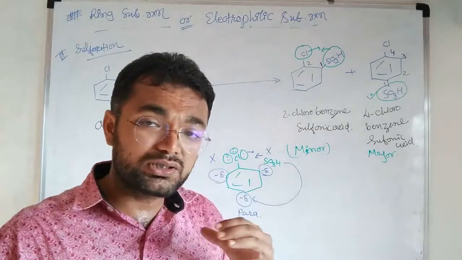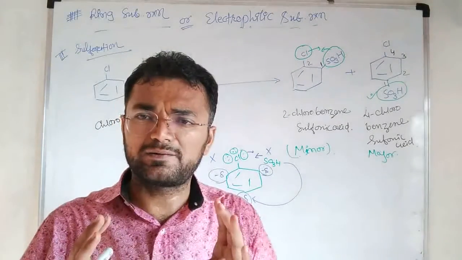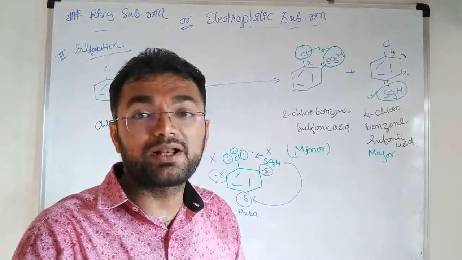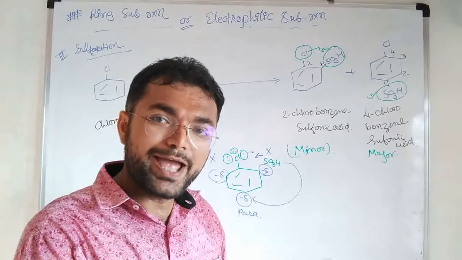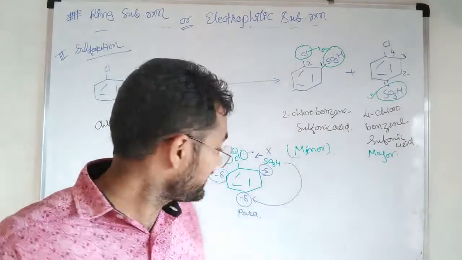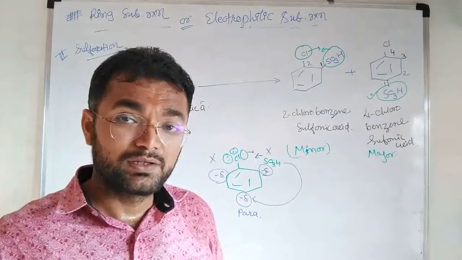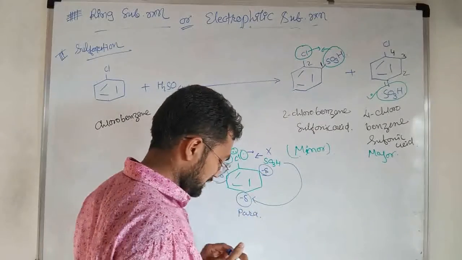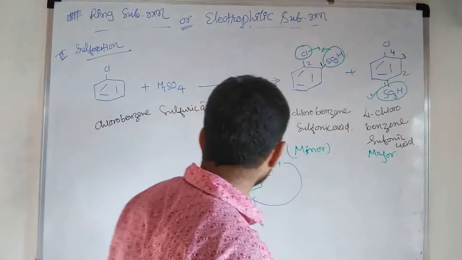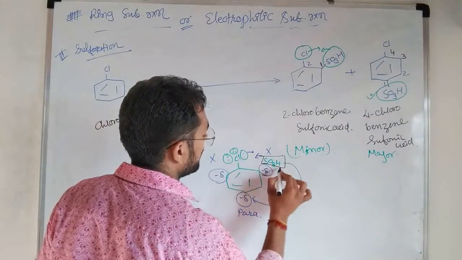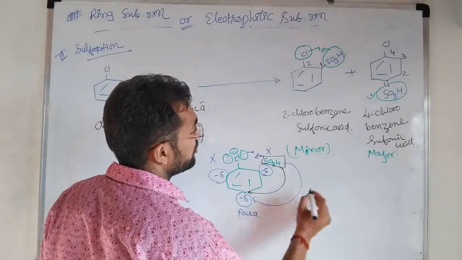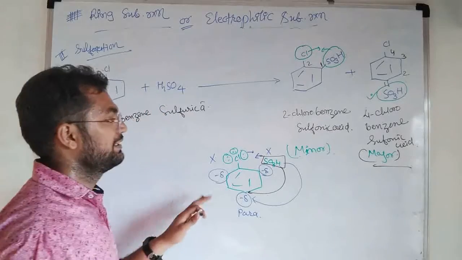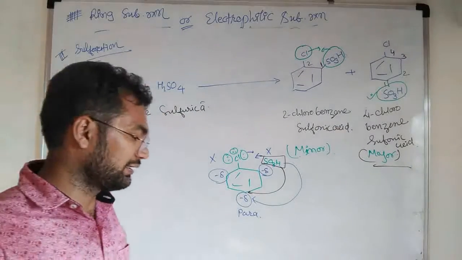The most stable product is more preferable in any chemical reaction, in any synthesis. This is the conceptual thing. So SO3H will be more stable in this position. So this is the major, and symmetry also favors this, along with repulsion. This is the logic behind this.